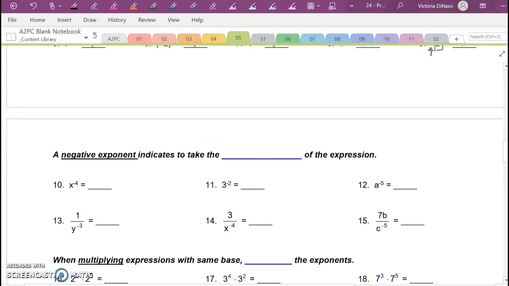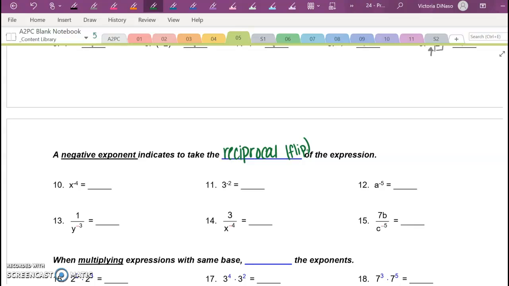A negative exponent indicates that you need to take the reciprocal of the expression. So let's go ahead and write that word, the reciprocal. Now, whenever we take the reciprocal of an expression, we are actually flipping it. So in the first 3 problems, 10, 11, and 12, you'll see that all of the bases are in the quote-unquote numerator, whereas in numbers 13 through 15, all of the bases with a negative exponent are in the denominator.